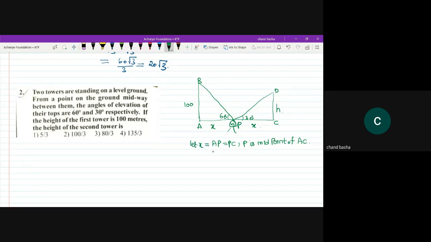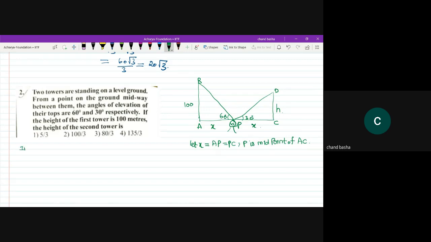Because P is a point where the observer is standing and he is observing the top of the two towers, whose elevations are given as 60 and 30. And the first tower height is given. Which formula are we going to use to get the X value first? First, I need to calculate the X value. That same X value will be taken as PC. Can I use the tan theta formula here also?